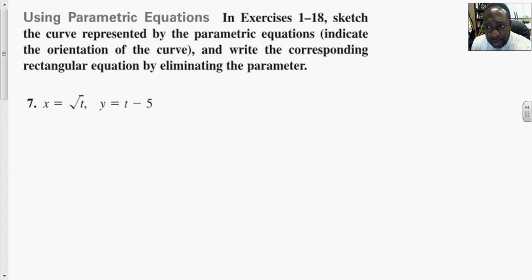Take this first problem. Sketch the curve represented by the parametric equations. Indicate the orientation, that is the direction of the graph, and then write the corresponding rectangular equation by eliminating the parameter. But it's no problem.